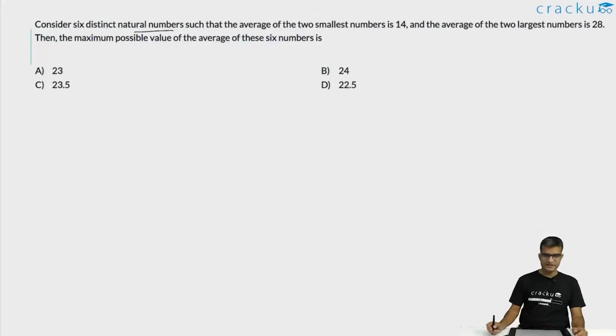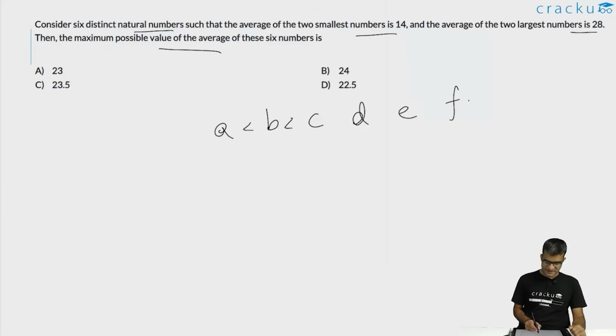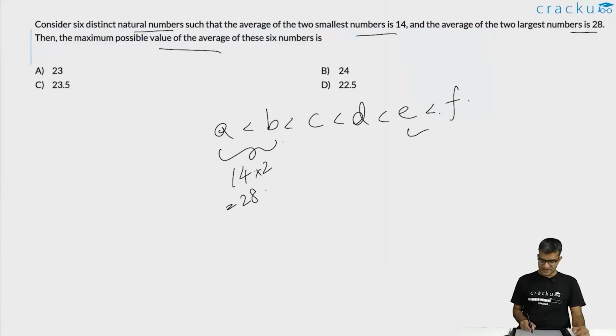In this question, we are told that there are 6 distinct natural numbers such that the average of the two smallest numbers is 14 and the average of the two largest numbers is 28. We are required to calculate the maximum possible average of these 6 numbers. Let the 6 numbers be A, B, C, D, E and F in that order such that A is less than B is less than C is less than D is less than E is less than F. The average of the two smallest numbers is 14. Therefore, their sum is 14 into 2, which is equal to 28. The average of the two largest numbers E and F is 28. So, their sum will be 28 into 2, which is equal to 56.